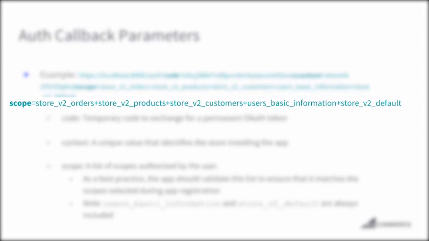The scope parameter lists the scopes requested by the app. Scopes determine which resources can be accessed or manipulated. While users cannot choose which scopes the app requests, it is best practice to ensure this list matches the scope selected when the app was registered as an additional layer of verification that the request is legitimate.